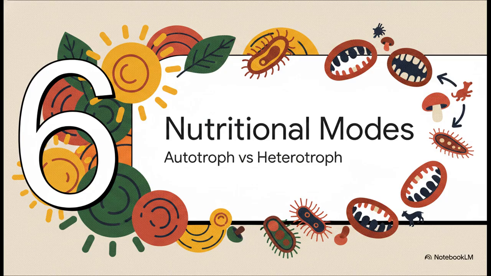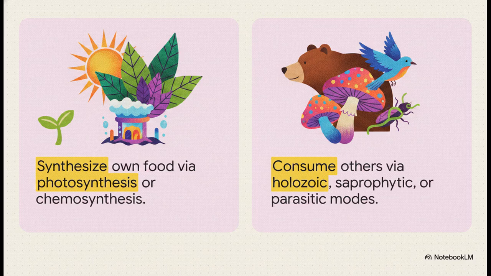Section 6. Nutritional modes. Autotroph versus heterotroph. Finally, let's master these foundational concepts, because understanding exactly how an organism gets its energy is often the fastest, most reliable way to classify it. The crucial point here is understanding this exact contrast. Autotrophs manufacture their fuel internally.